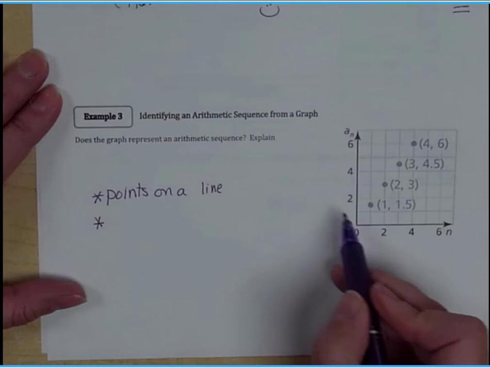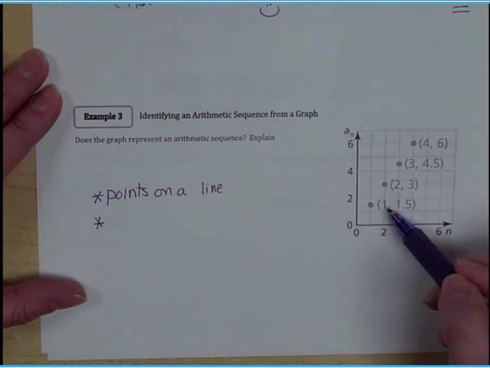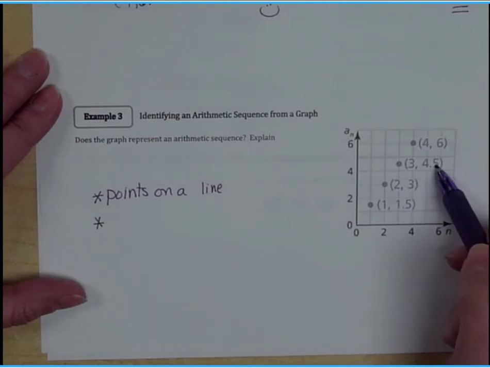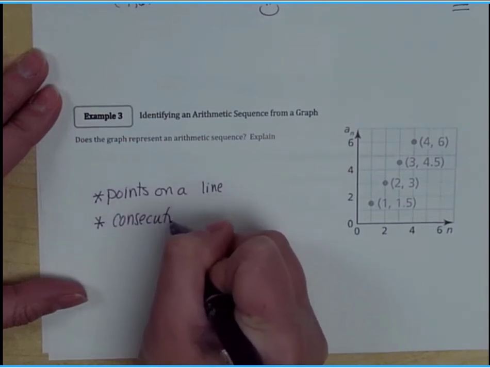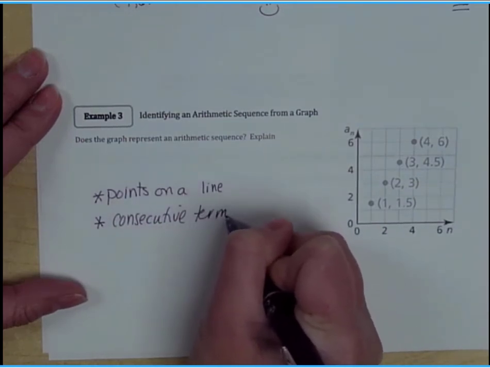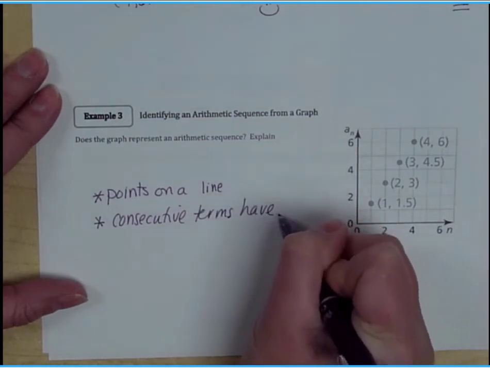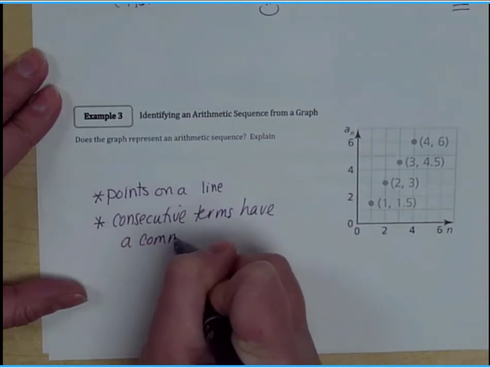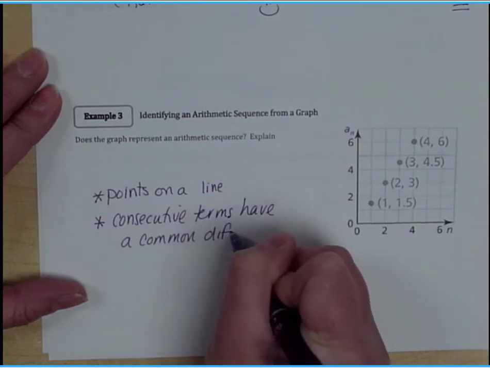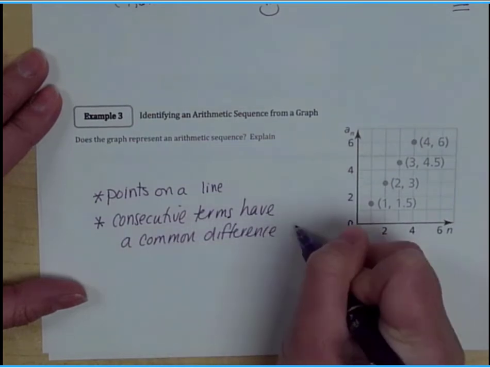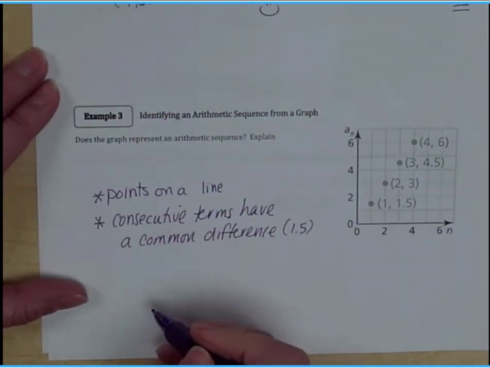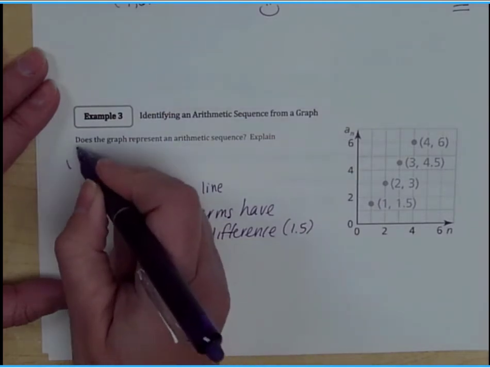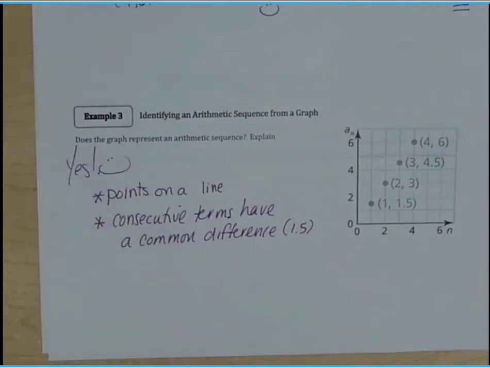Also, another way to check is: is there a common difference? Remember, this is term 1, 2, 3, 4. From here to here, 1.5, 1.5, 1.5. So consecutive terms have a common difference, and in this case, that common difference is 1 5/10. So does this represent an arithmetic sequence? You bet it does. Nice.